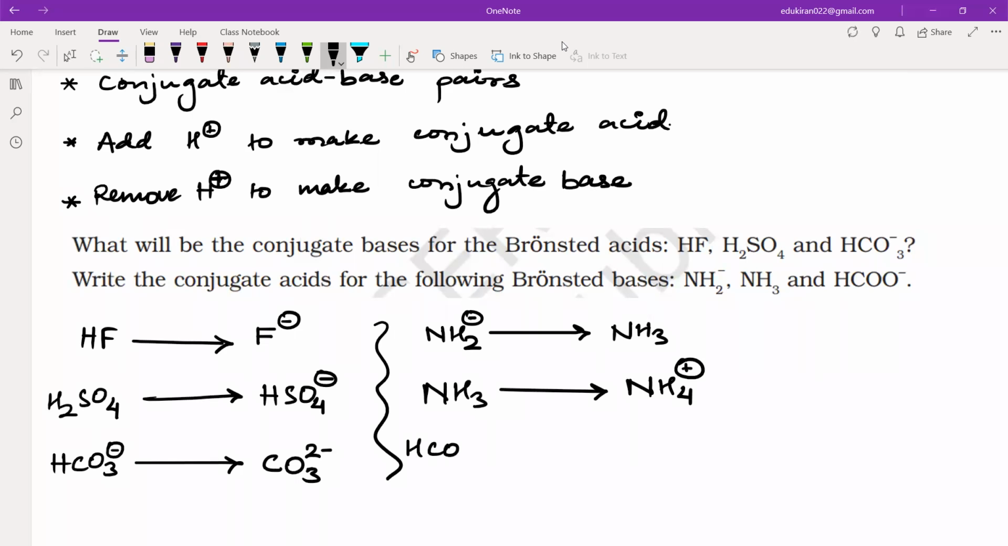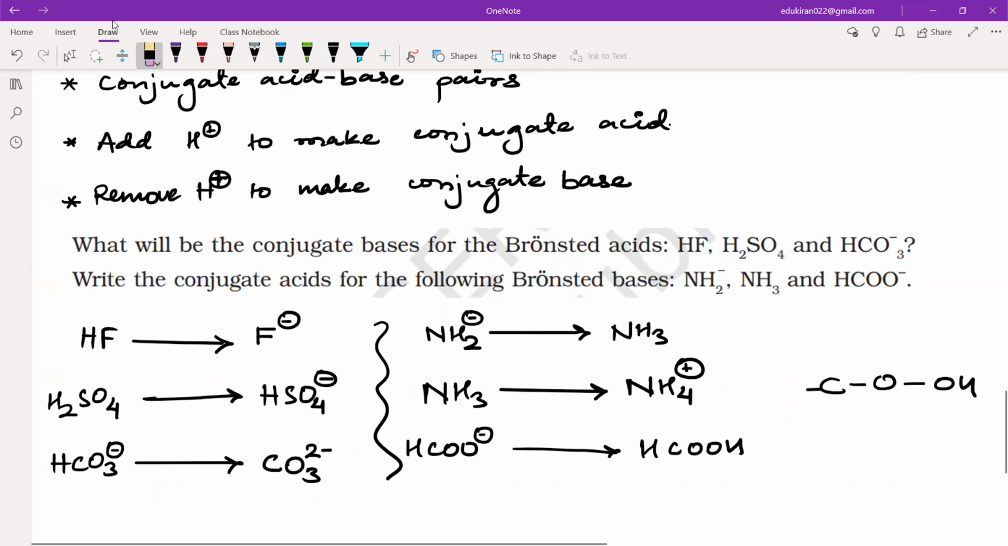Now, if you have HCOO negative, the conjugate acid is HCOOH, right? You have to know these structures also. I hope no one thinks the bonds are like this. Does anyone think the bond is like this? I hope not. You have studied organic chemistry: HCOOH has a C double bond O, carboxylic acid. You remember it now? Yes, sir. Okay. Now, let us look at a few special molecules.